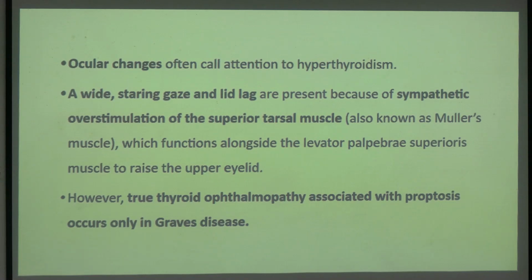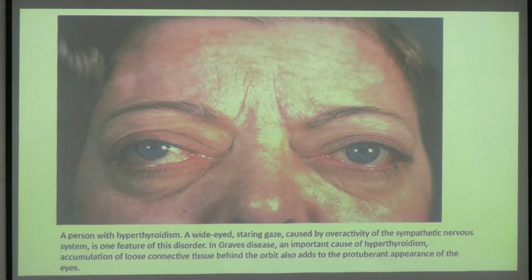Ocular changes often call attention to hyperthyroidism. A wide staring gaze and lid lag are present because of sympathetic overstimulation of the superior tarsal muscle, which functions alongside the levator palpebrae superioris muscle to raise the upper eyelid. However, true thyroid ophthalmopathy associated with proptosis occurs only in Graves' disease. So this is a wide-eyed staring gaze caused by overactivity of the sympathetic nervous system.